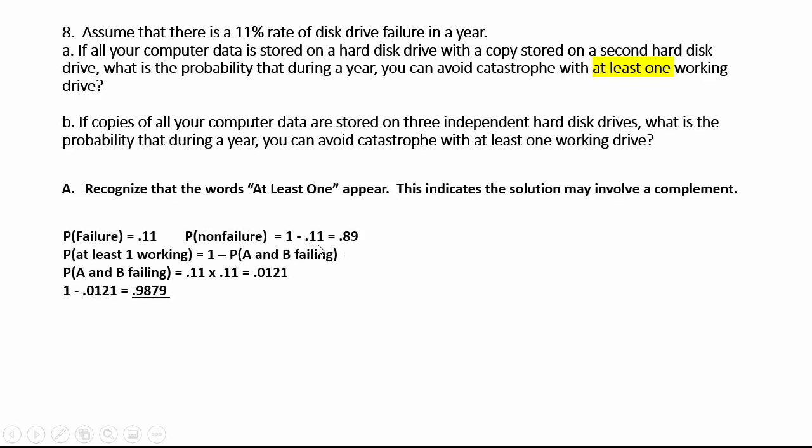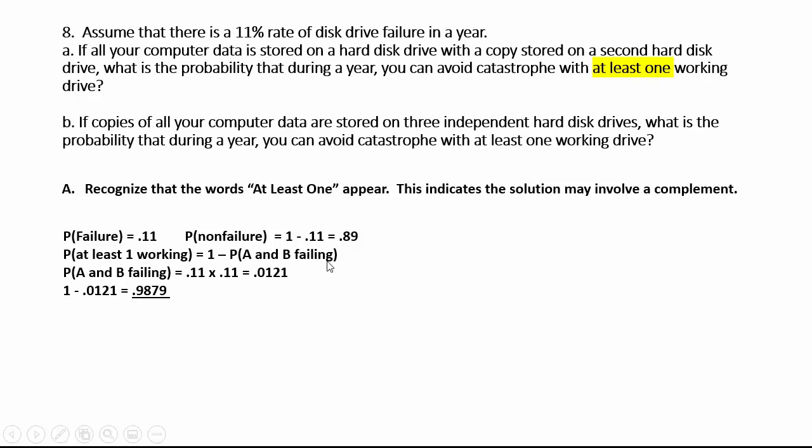So it's 1 minus 0.11 equals 0.89, right? That's the probability of a non-failure. Note that the probability of at least one working is 1 minus the probability of both A and B failing. There's that both thing again.